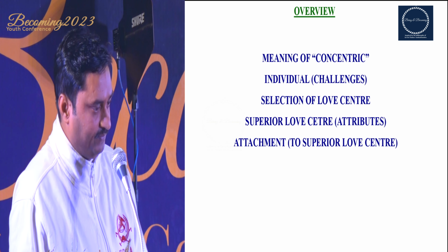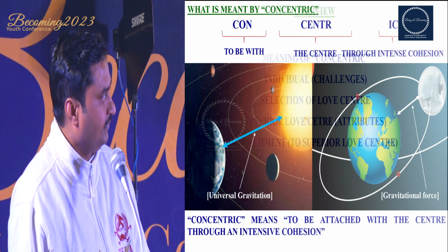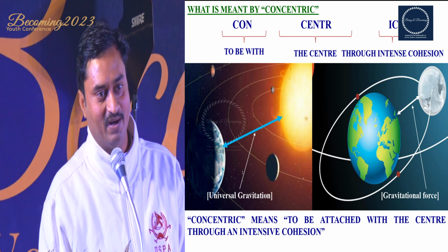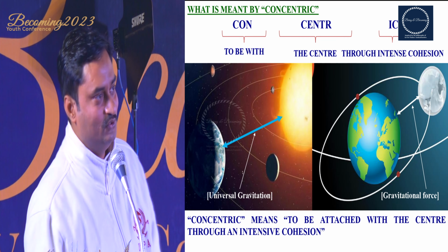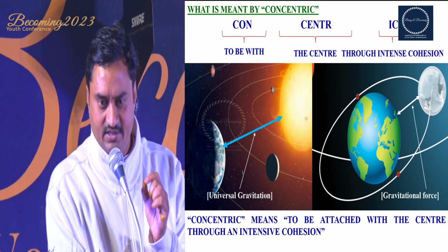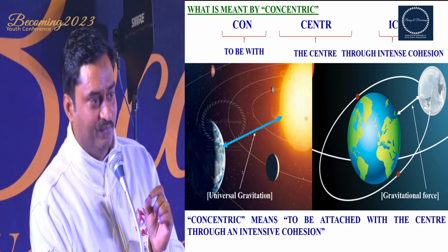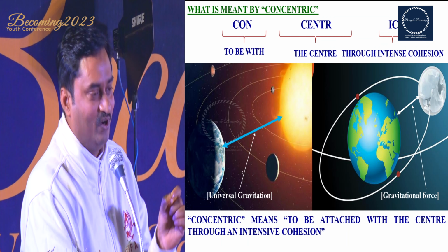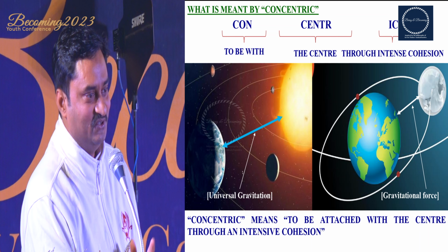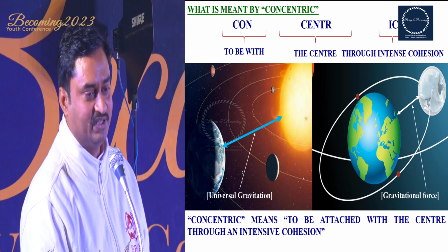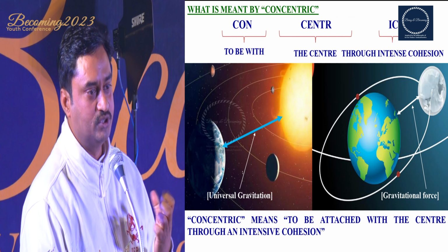Coming to the definition of concentric, I'm dividing the word into three parts: con, center, and IC. So con is to be with. This has been defined by Sri Thakur himself. Thakur says con means to be with, center, and IC. I have coined this word through intensive cohesion. So concentric means to remain in tune with the center through a strong force of attachment.